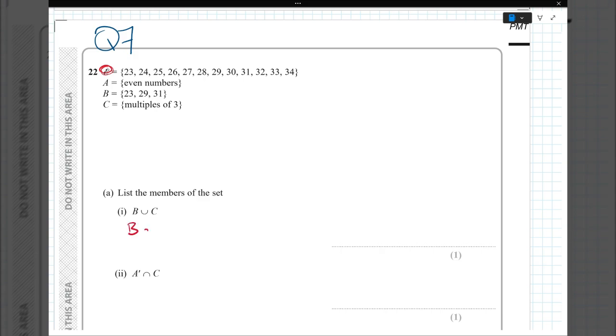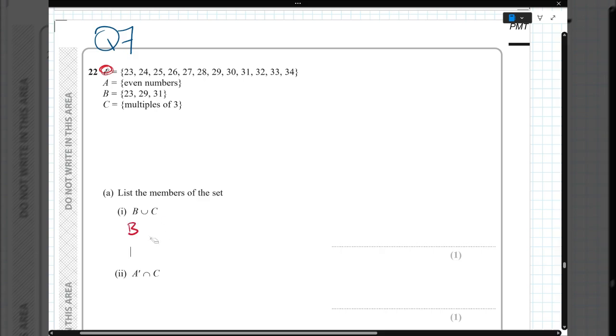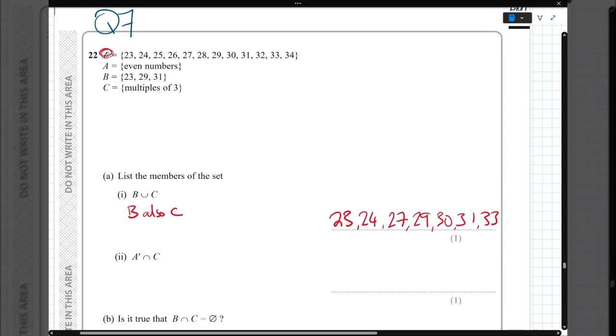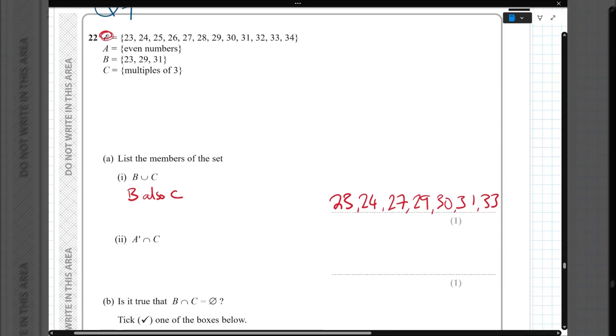So this is B, B also C, I'm going to say. The union, bringing it together. So B is 23. 24 is a multiple of 3. 27 is a multiple of 3. 29, 30, 31, 33. Done. So these are all the values that are in B and all the values that are in C.